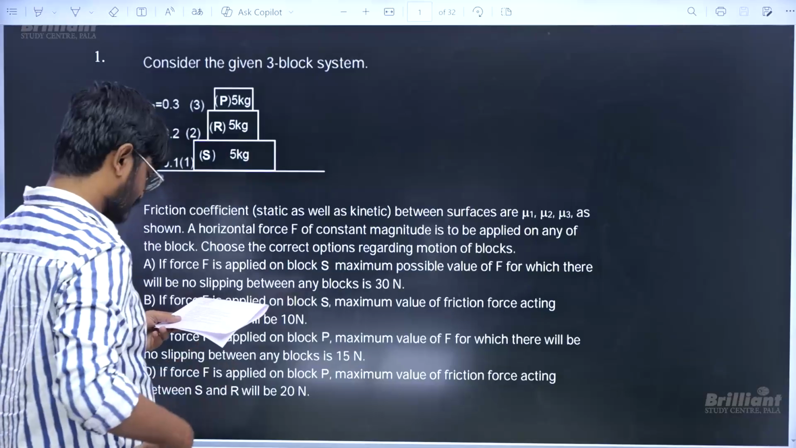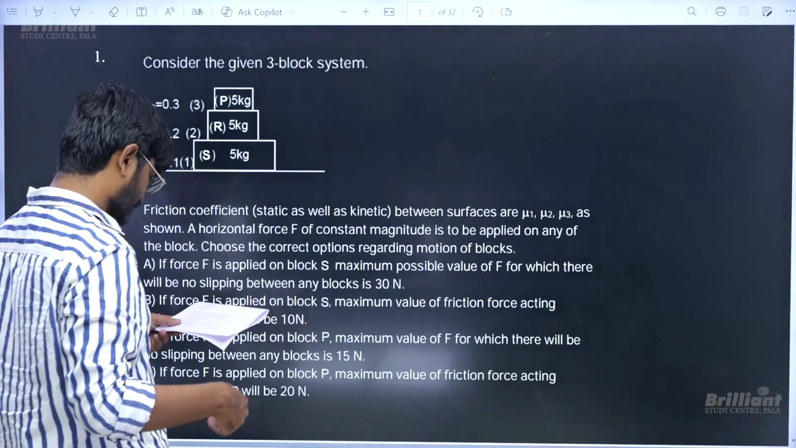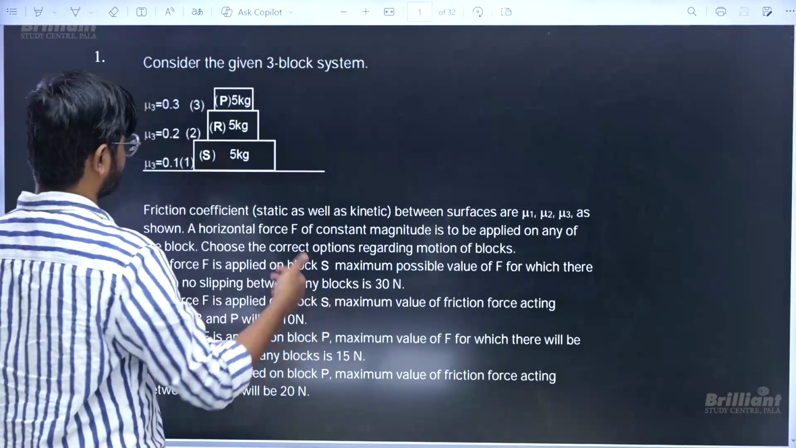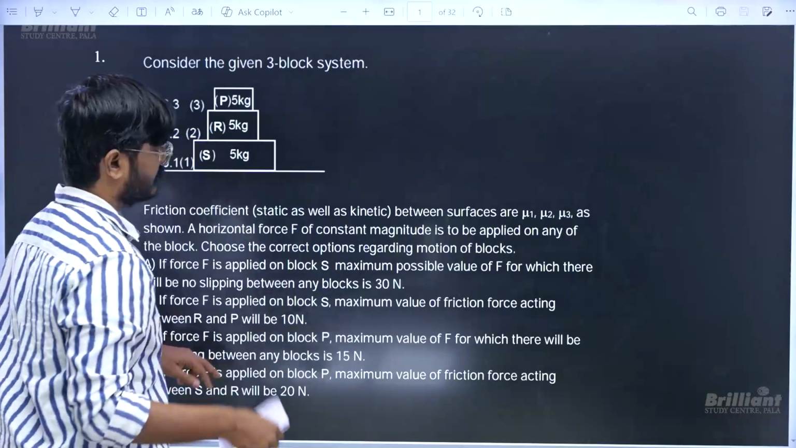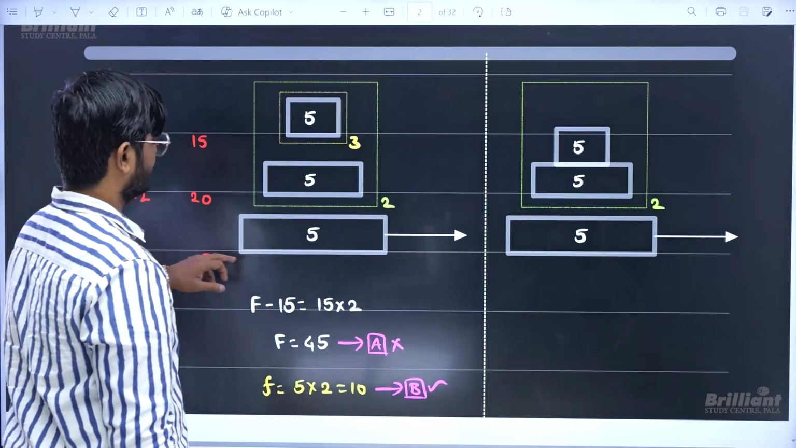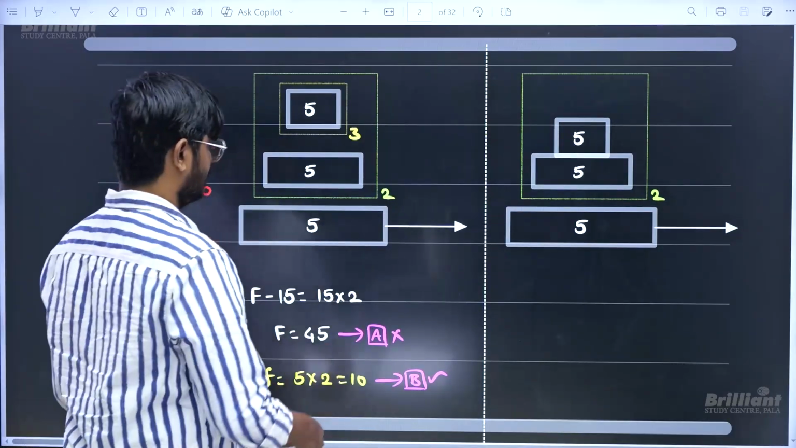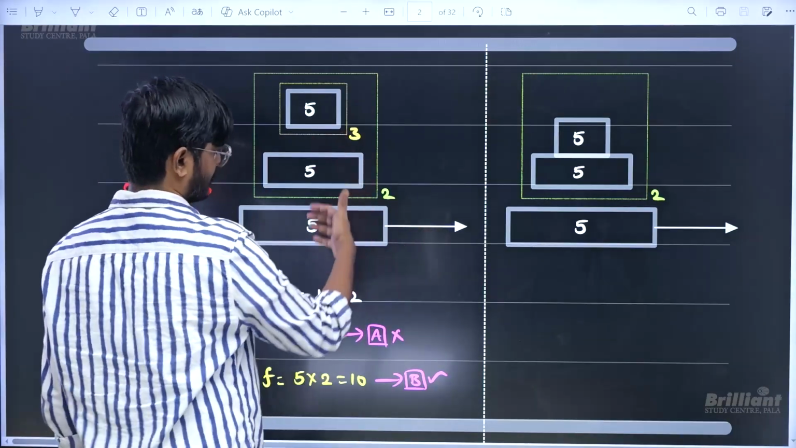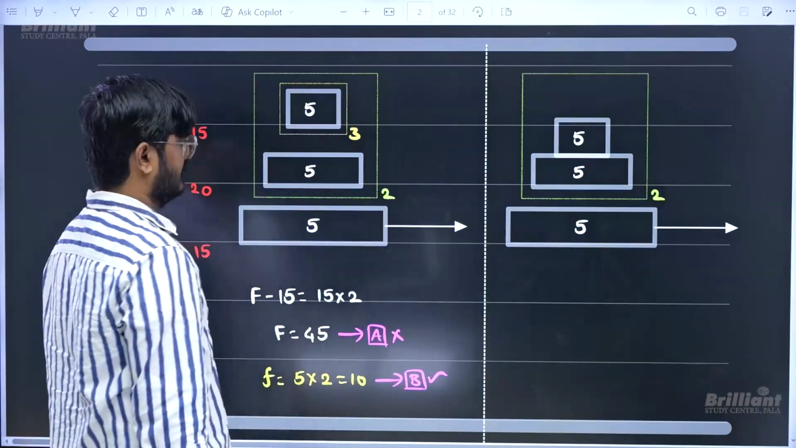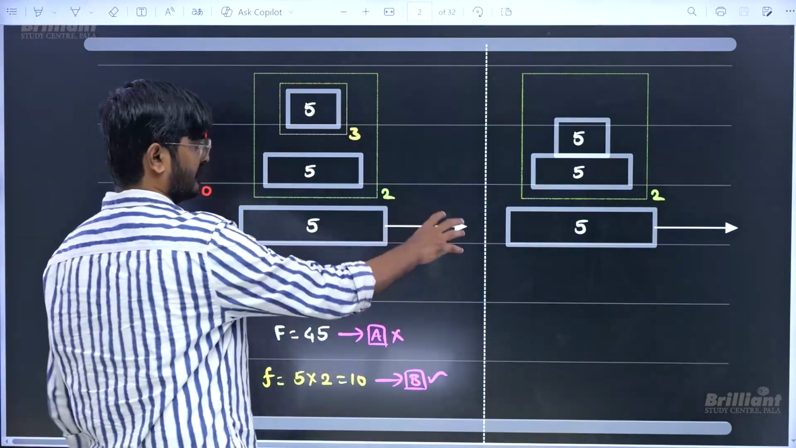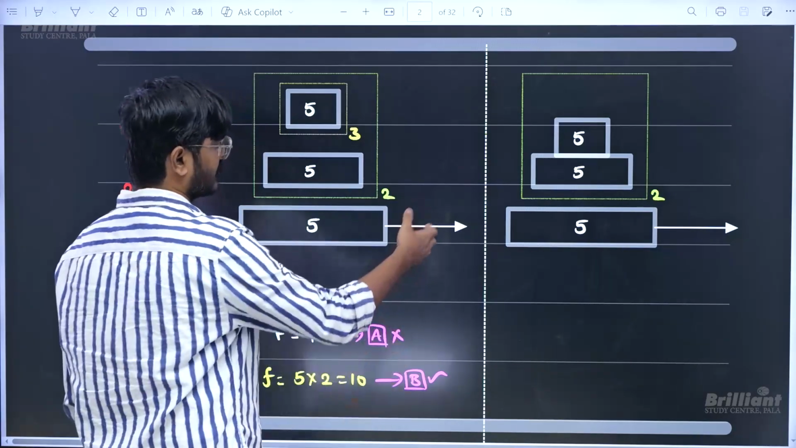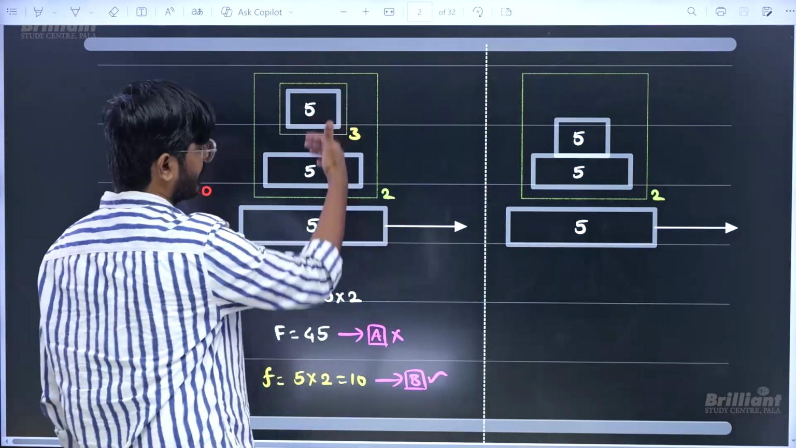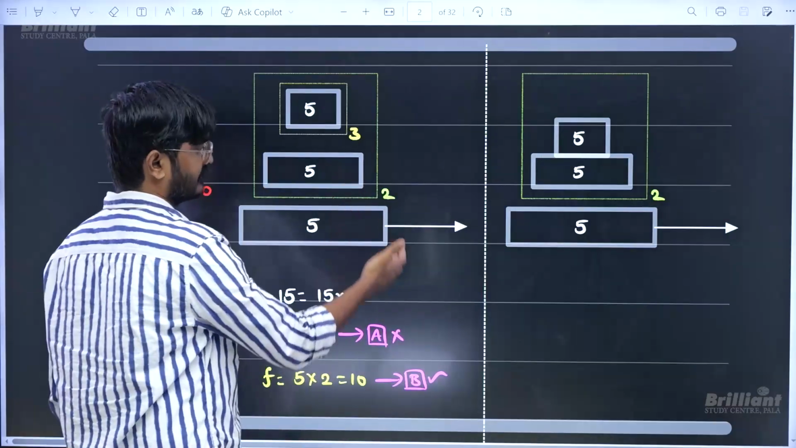If you look at the first and second options, the force is applied on S. In the third and fourth options, the force is applied on P. So there are two scenarios. The first scenario is when the force is applied on S. When you try to pull it, the friction is going to make them move. When I keep pulling it, they can catch up only till a certain level.